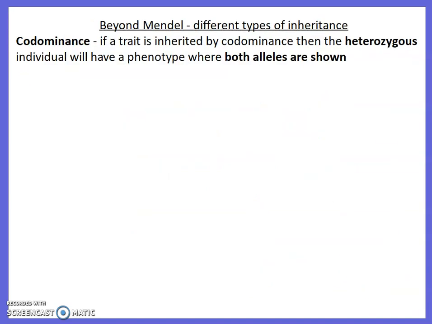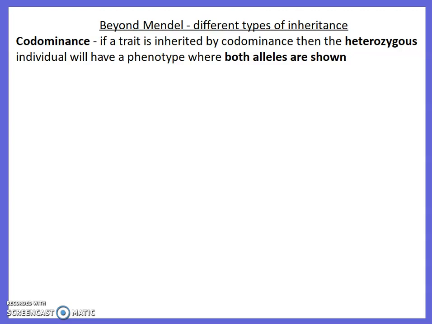The next type of inheritance we'll look at is codominance. People like to get this one confused with incomplete dominance. Think of incomplete as nothing is better, so there's a blend, but codominance means that both traits are equally dominant with one another, and so if you have a heterozygous individual, then you'll see both alleles in the phenotype.